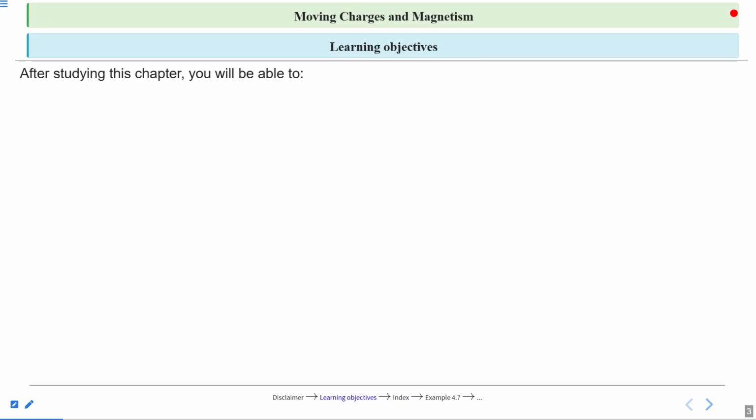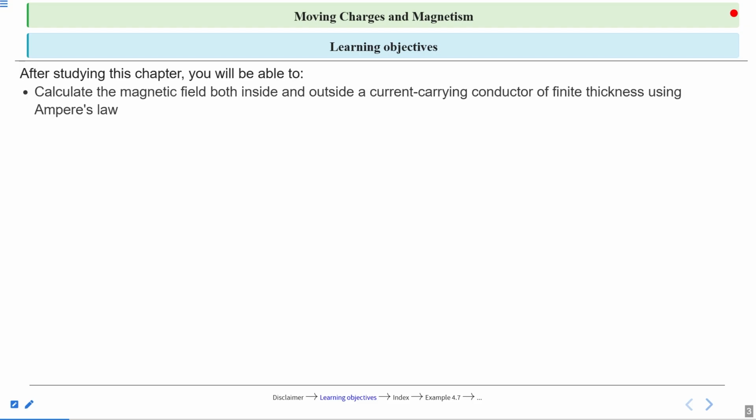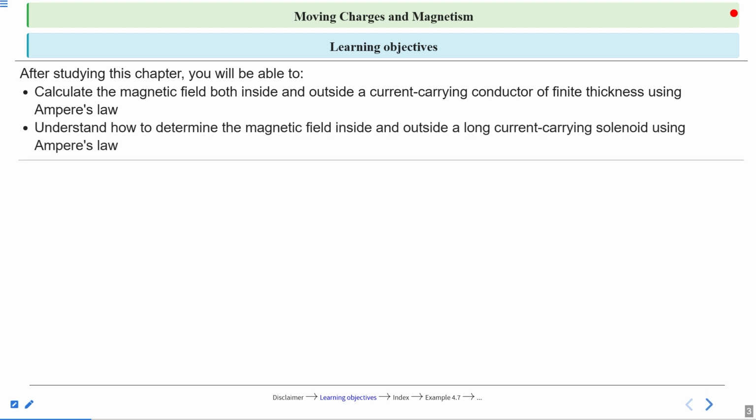The learning objectives. After studying this chapter, you will be able to calculate the magnetic field both inside and outside a current carrying conductor of finite thickness using Ampere's law. Understand how to determine the magnetic field inside and outside a long current carrying solenoid using Ampere's law.